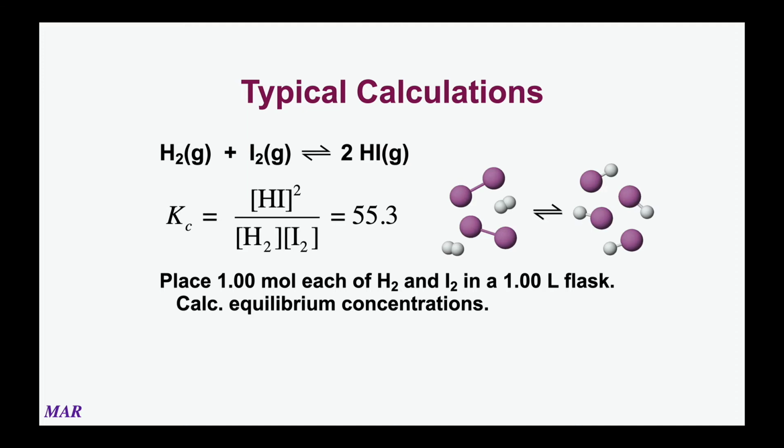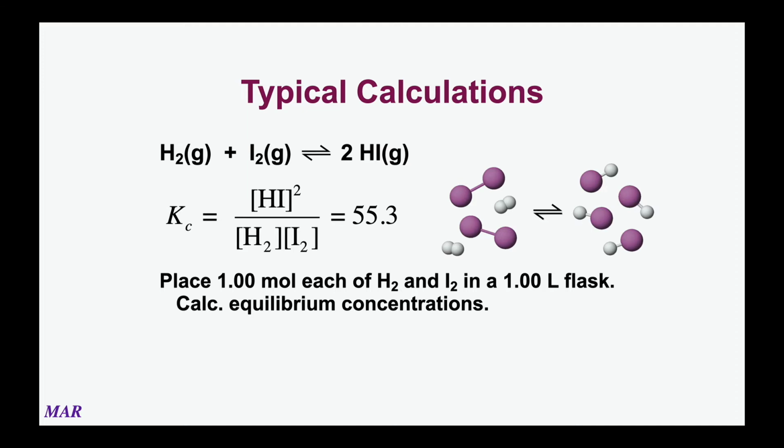It's products divided by reactants. We're going to square the HI, but the H2 and the I2 are the same. So let's say that we decide to do this reaction, and we're putting 1 mole of H2 and 1 mole of I2, and we're putting them both into a liter flask. We can use this information to calculate the equilibrium concentrations of H2, I2, and HI.